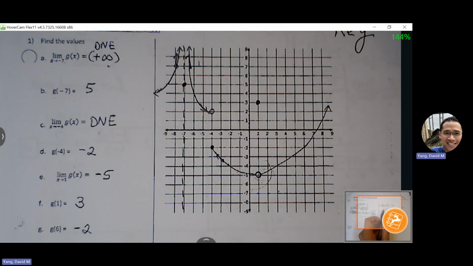Limit as x approaches -4. If I pick points on either side of -4 and head towards -4, the arrows are obviously not pointing towards each other, not pointing towards the same y value, so limit does not exist. Part E, approaching 1 from both sides. Again, pick points on both sides of 1. The arrows are both headed towards -5, towards the hole, so limit does exist. And H, both sides of 6, is leading me towards a y value of -2.